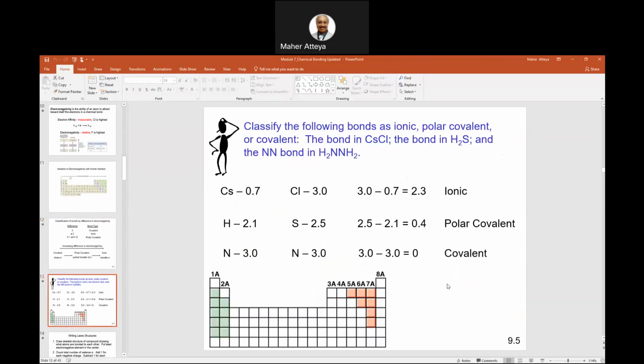This is an example here. Cesium chloride. This is ionic. Why is it ionic? Cesium is 0.7 and chlorine is 3.0. The difference is 2.3. That's ionic. Hydrogen and sulfur. Okay, hydrogen is 2.1, sulfur is 2.5. The difference is 0.4. So polar covalent, correct? Less than 0.4, it's non-polar. Nitrogen and nitrogen is 0, covalent, non-polar. So you have to add non-polar to it. It's non-polar as well.